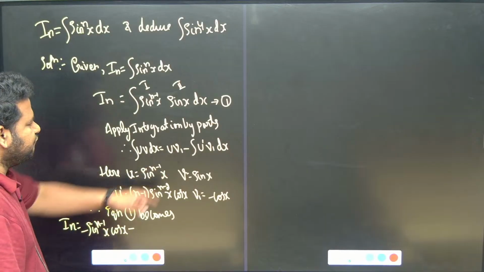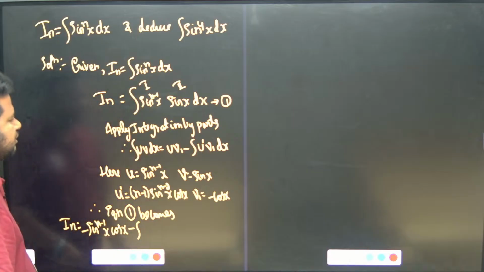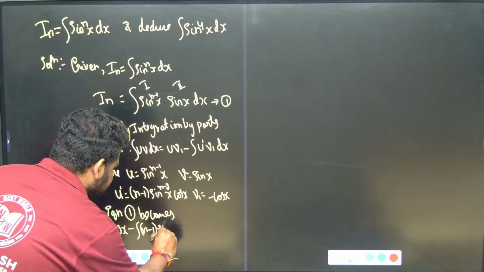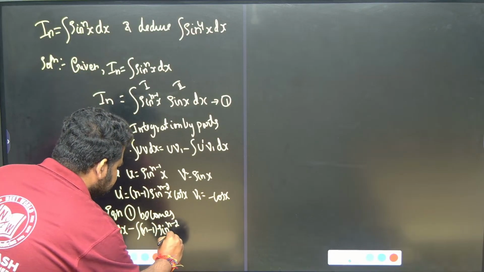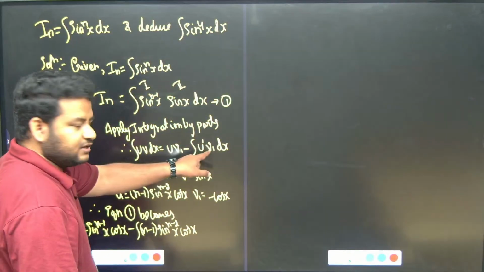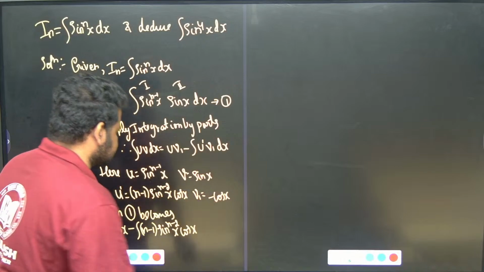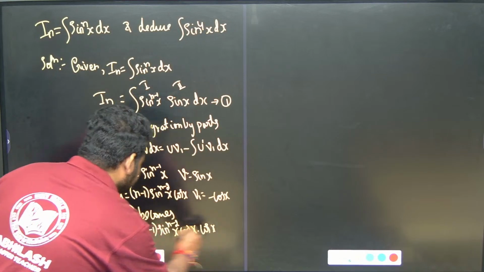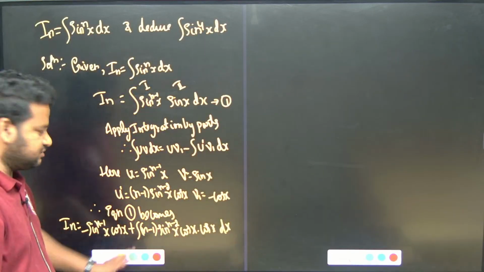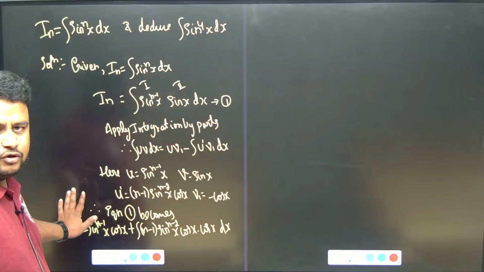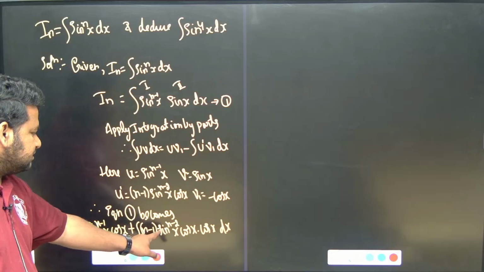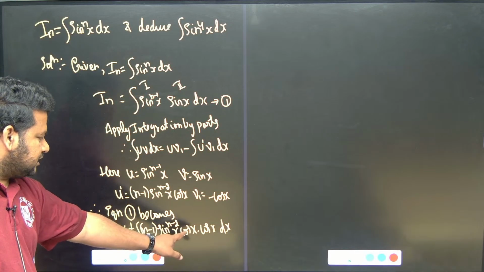Minus integral of u dash. u dash is n minus 1 into sin^(n-2) x into cos x. And v1 is minus cos x, so I will write cos x here, and minus into minus will become plus, with dx. Up to here I hope it is clear. So here it is minus sin^(n-1) x cos x plus integral of (n minus 1) sin^(n-2) x cos x into cos x dx.